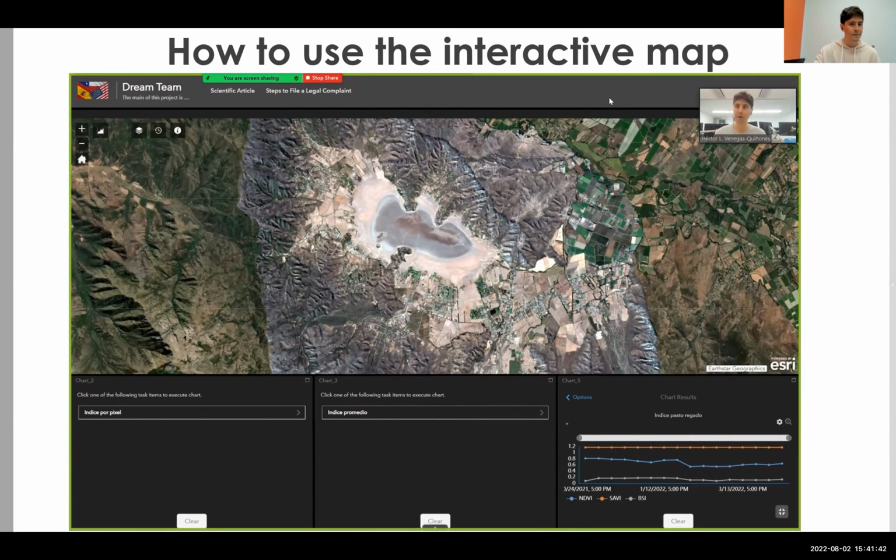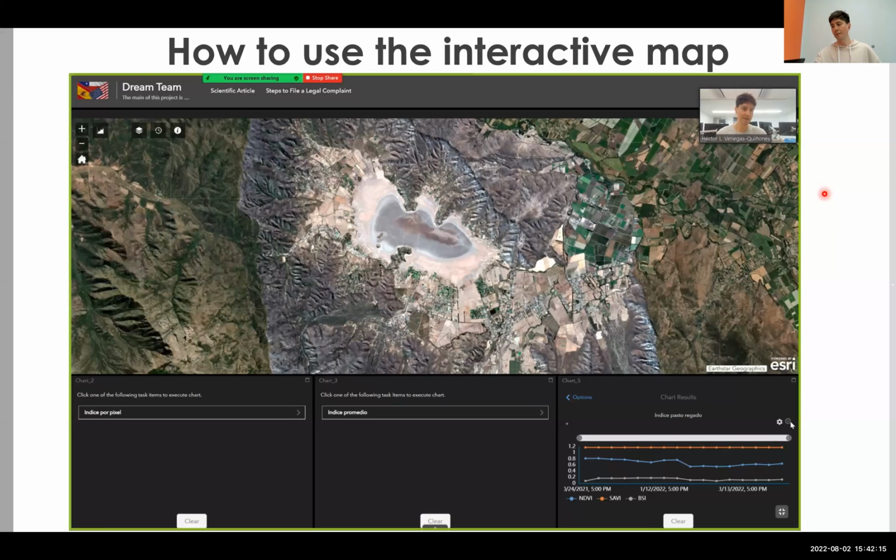Hello, and today you're going to learn how to use this interactive map. So for example, the first part is where we can add the name of the map. Also, we can add the science article related to this project, for example, the whole documentation. And also, we're going to add a link to fill a legal complaint. This is going to be for all the people that want to see or want to demand a fiscalization.